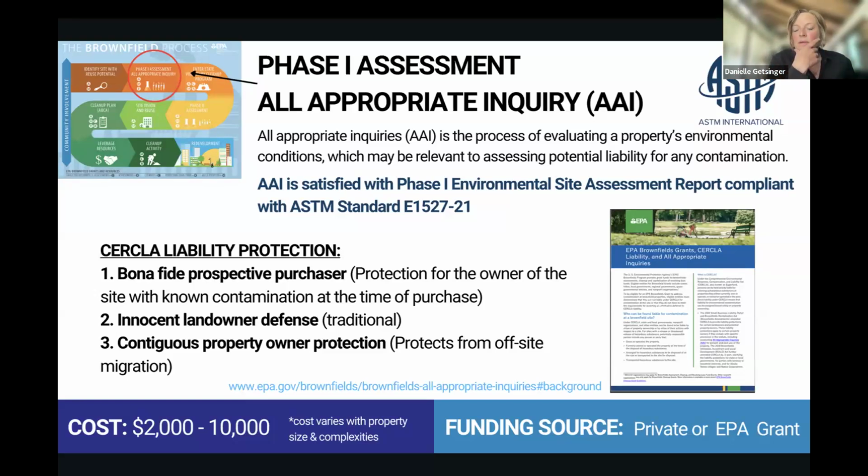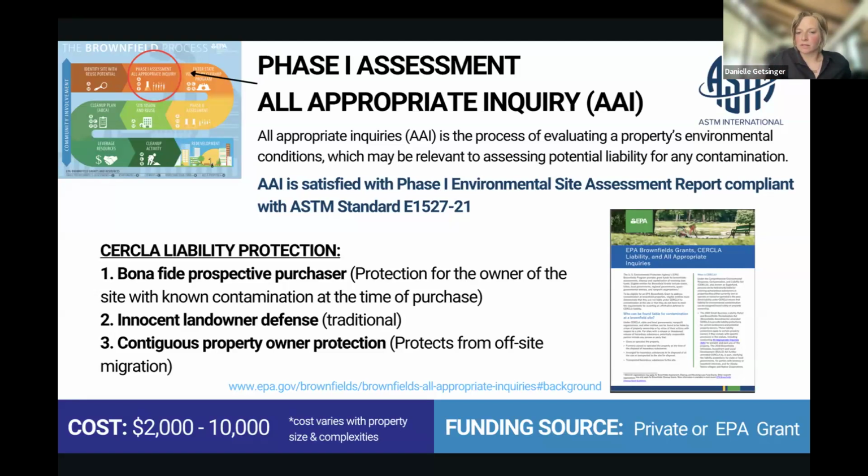ASTM International is mostly US based, but it is an international standard development organization that's 125 years old and has a public process for developing industry standards, everything from the steel industry to walking down an aisle in Home Depot. They have a standard for that. And they have a standard for this all appropriate inquiry Phase 1. And because it's a public process, the EPA is able to adopt that as basically law. It is the equivalent of performing all appropriate inquiry.